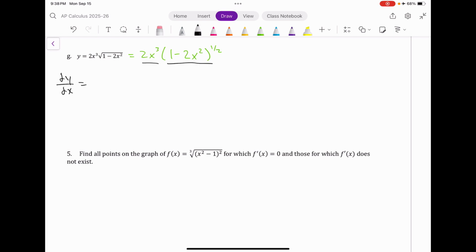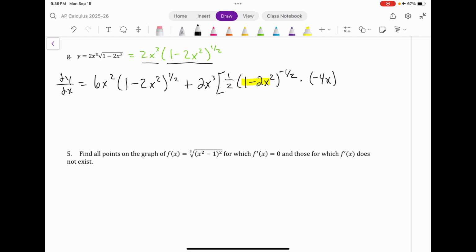So the derivative of 2x cubed is 6x squared times (1 minus 2x squared) to the 1/2, plus 2x cubed. And then we got to do the chain rule on that second function. So times 1/2 of (1 minus 2x squared) to the negative 1/2 times the derivative of the inner function, which is negative 4x, right?